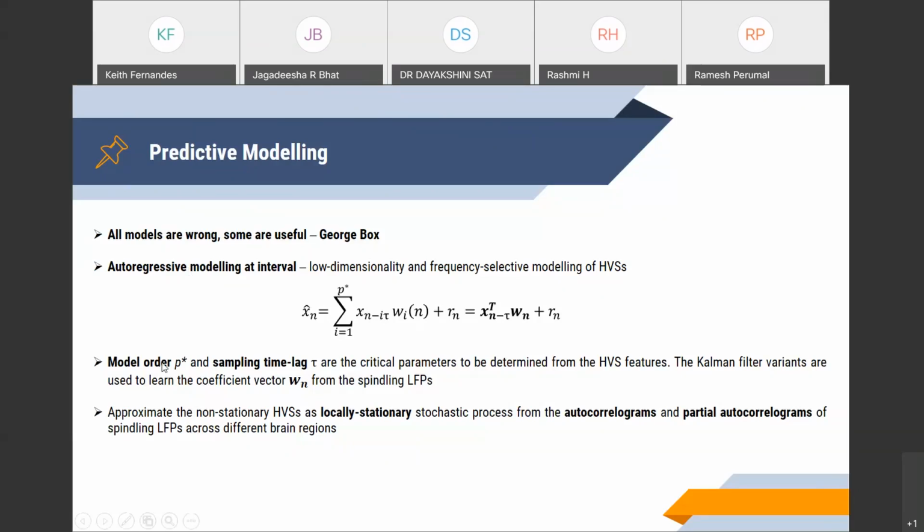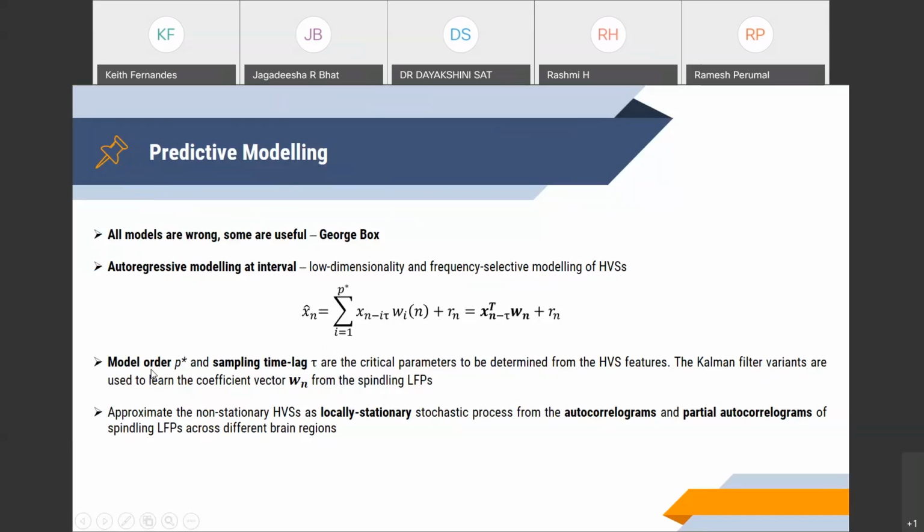You can select the two important parameters of the model: P star, the model order, and the sampling time lag. Here you can see the equation. Xn on the left side represents the estimated signal at time n, and the right side shows that the signal is estimated from the previous samples scaled by the weight coefficients, the model coefficients Wi. As I already mentioned, the solution is very simple, but you need to prove that this model is sufficient to represent the high voltage spindles, and that we can devise an algorithm using this model. That we will see.